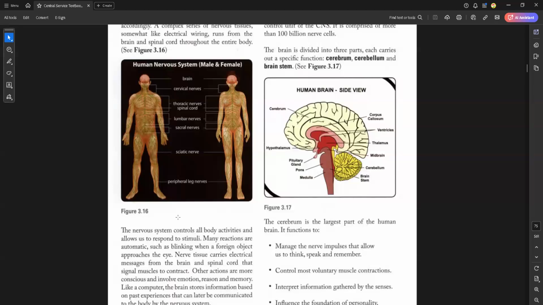As you can see in the picture, it is the biggest part. Maybe about 75% of the brain is made up of the cerebrum. Why is it taking a lion's share of 75? Let's see the reason. The cerebrum is the largest part of the human brain.